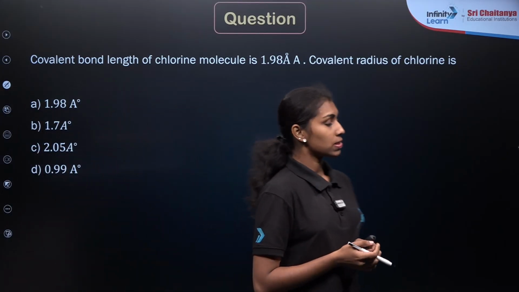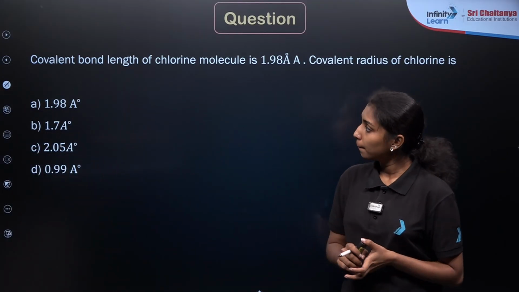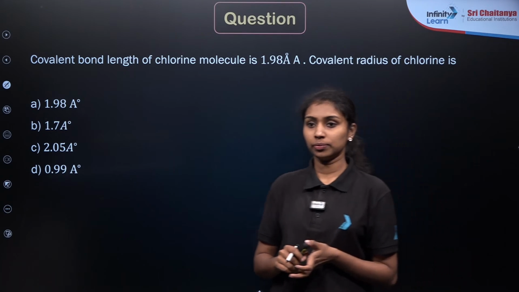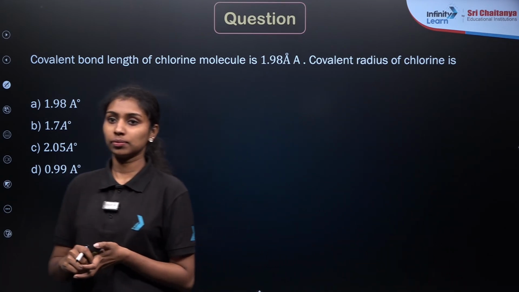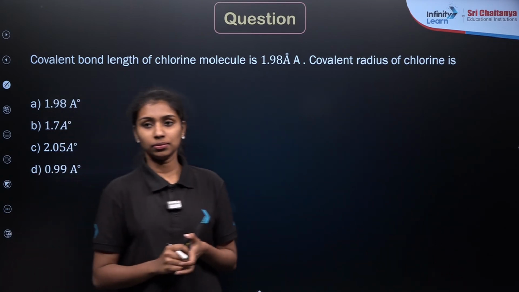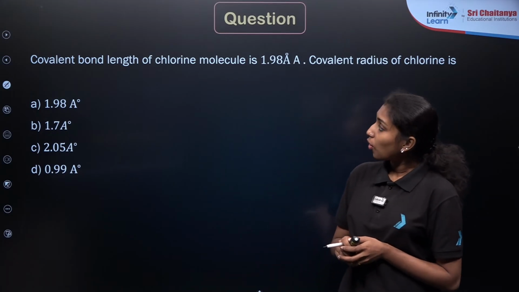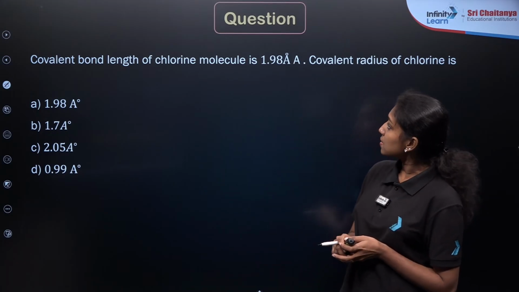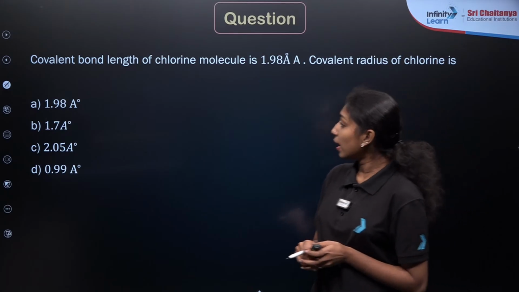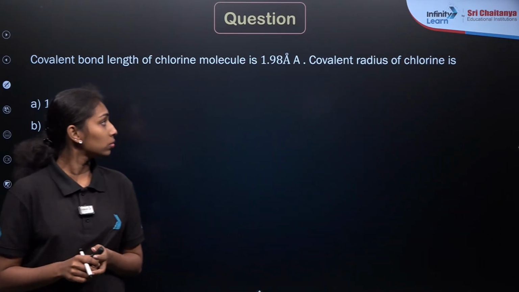Now we are moving to the next question. The covalent bond length of chlorine molecule is 1.98 angstrom. What is the covalent radius of the molecule?